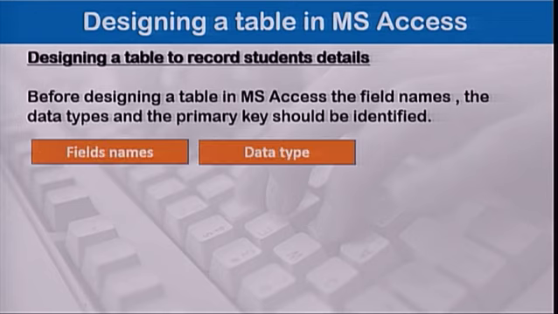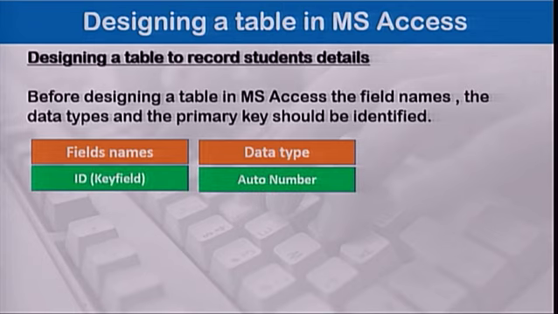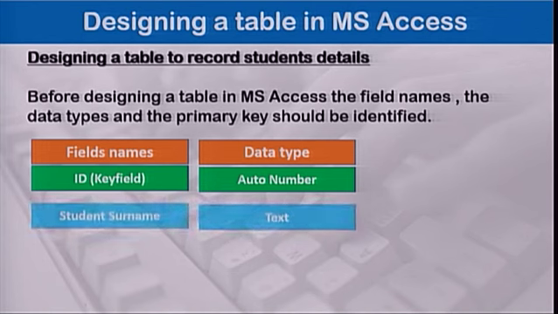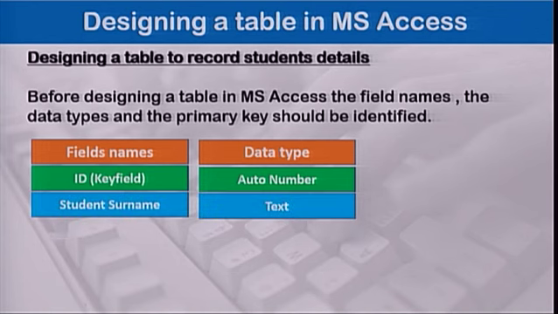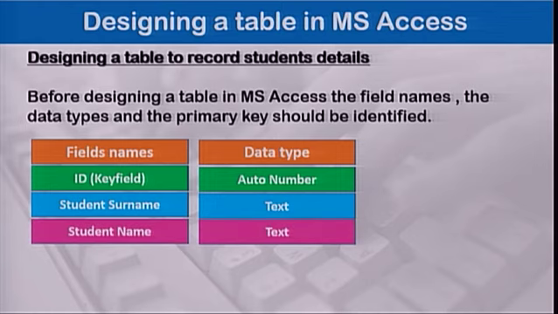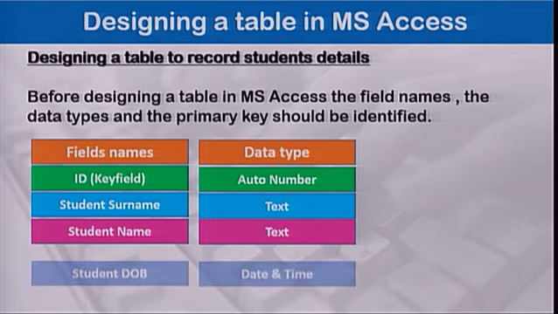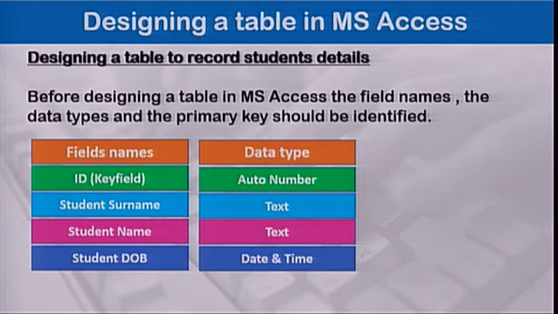The first field name is named as the ID and is usually the primary key. Its data type is auto number. The second field name is the student surname. The data type is text. The third field is student name. The data type again is text. And the last field is student DOB. DOB means date of birth. Its data type is date and time.